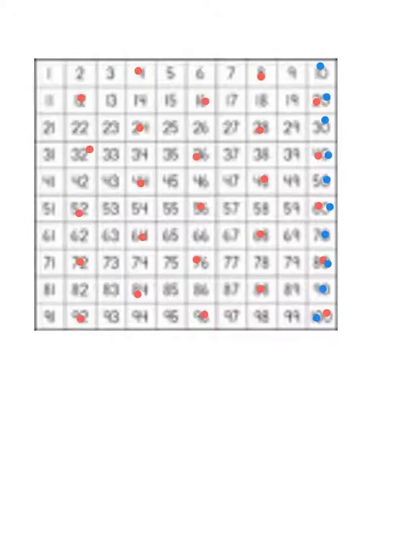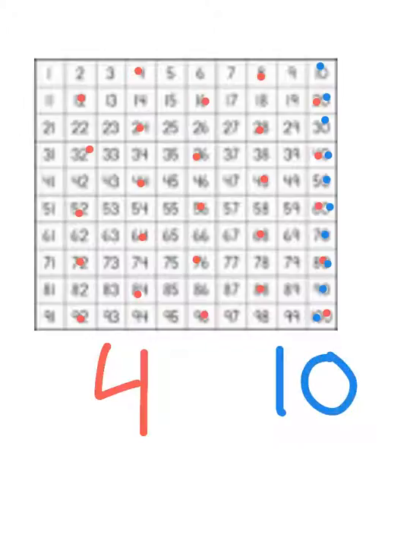Well, if you see here, I have blue dots and red dots. The red dots stand for the number 4, and the blue dots stand for the number 10. And the blues are counting by 10, and the reds are counting by 4.